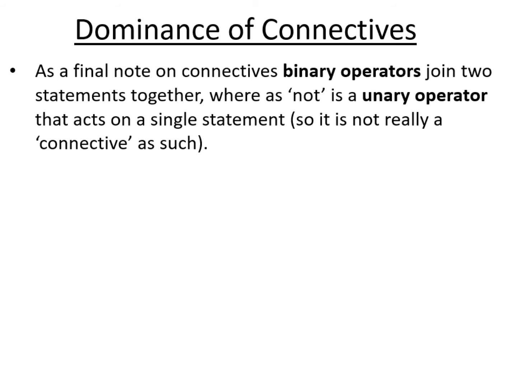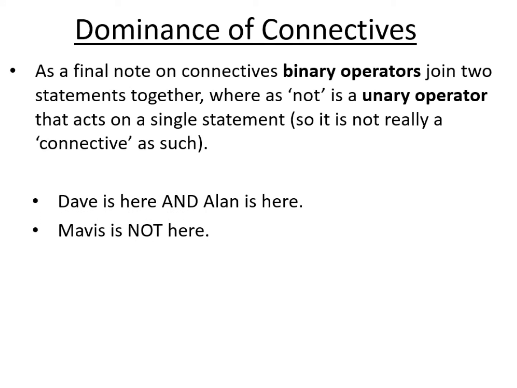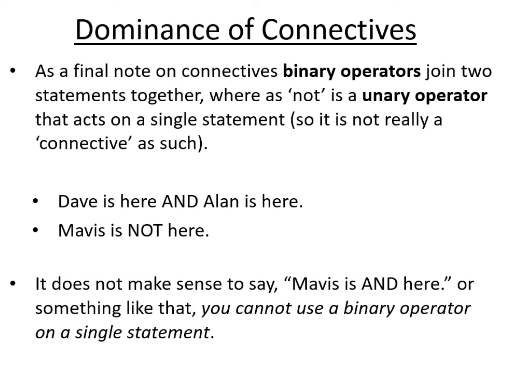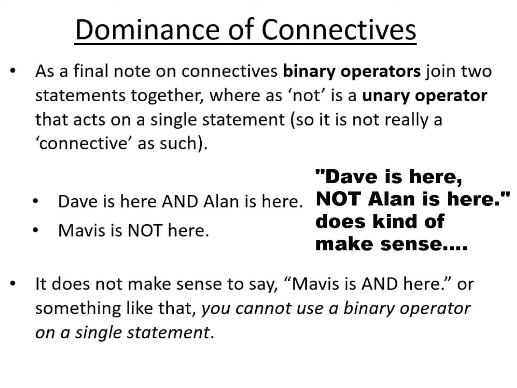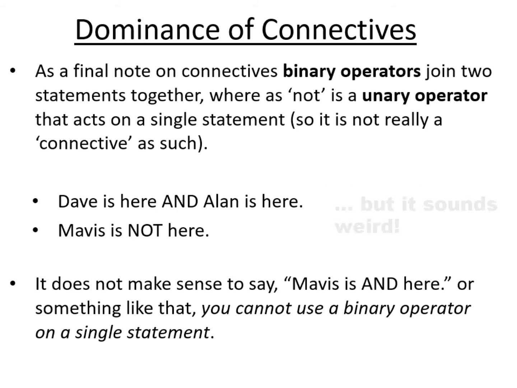So for example, Dave is here and Alan is here. That is two statements connected by a binary operator. Mavis is not here. That is just one statement acted on by a unary operator. It does not make any sense to say Mavis is and here or something along those lines. You cannot use a binary operator on a single statement in this way.